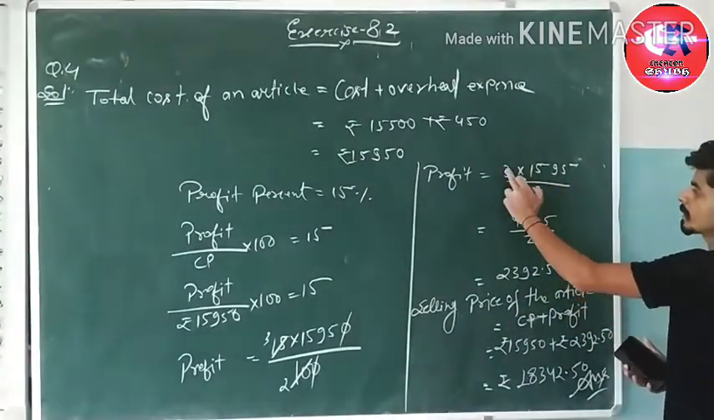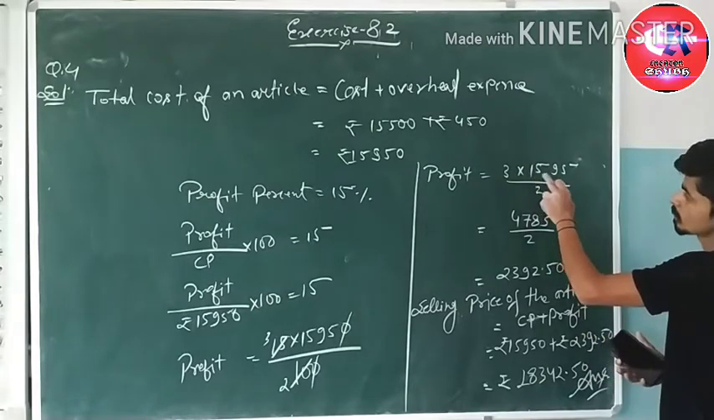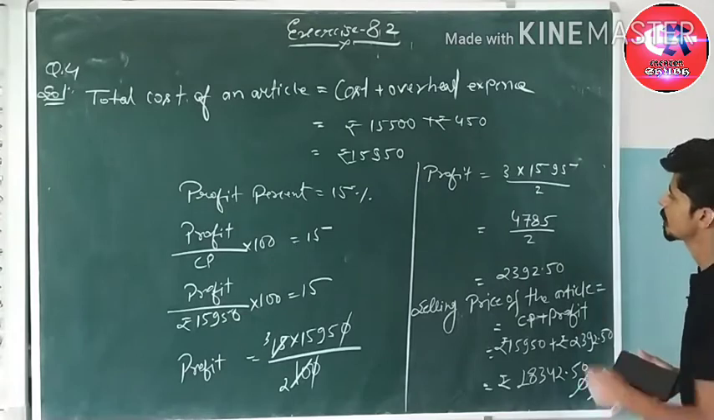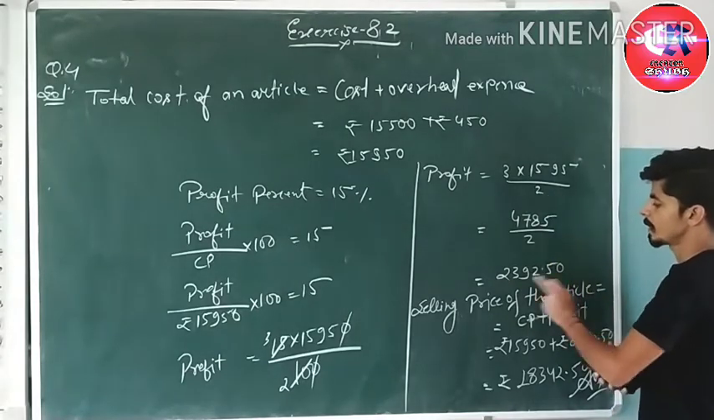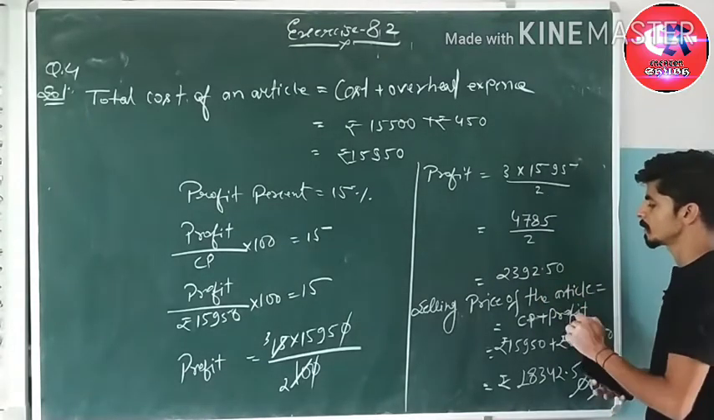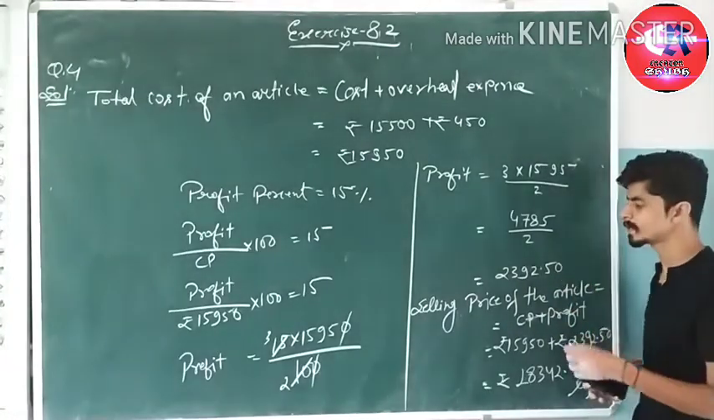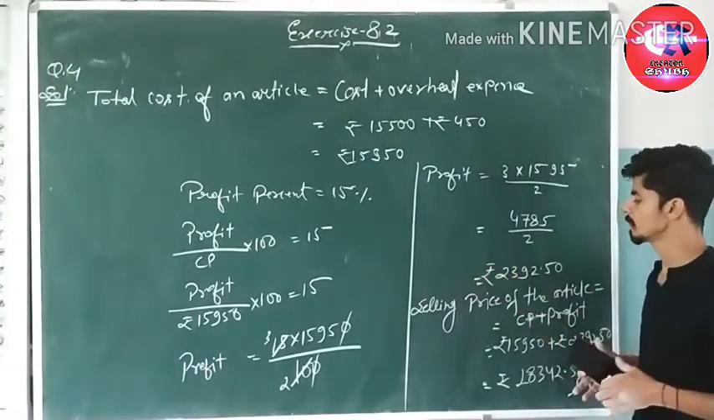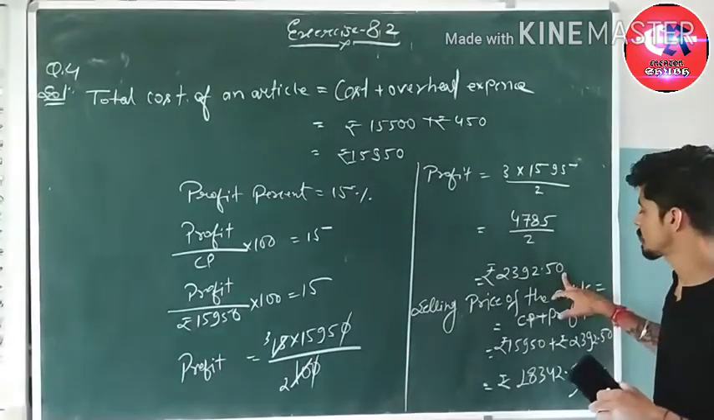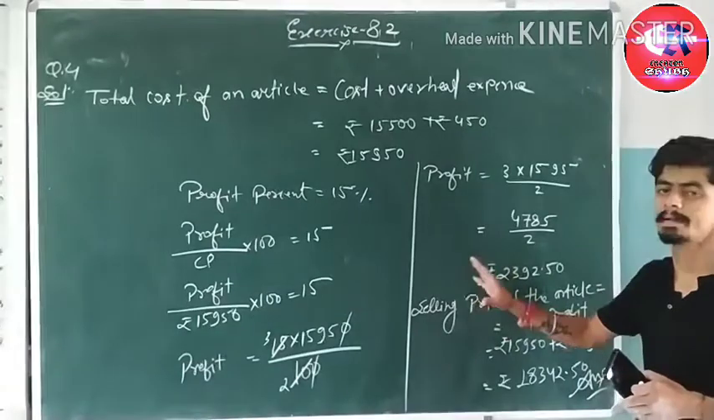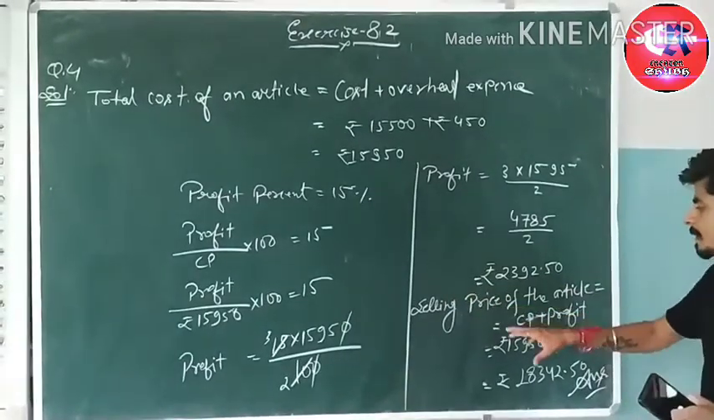Now multiplication of 1,595 into 3 will become 4,785 upon 2. Now when we divide this number, we get 2392.50. Only 5 we get, but this is an amount, so we have to put it as 50 paisa, not only 5 paisa. So now we have to find the selling price of the article.